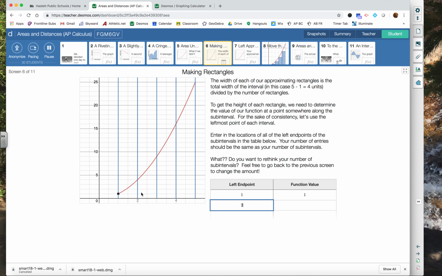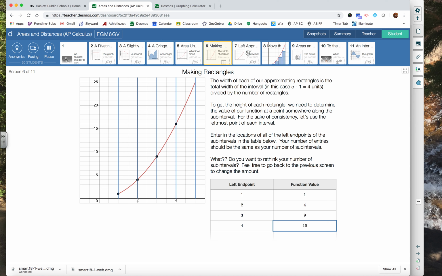of the second interval. At 2, my function is equal to 4, because it's x squared, so 2 squared is 4. At 3, the function is equal to 9. At 4, the function is equal to 16, and we can see these points forming on our graph. So we have 4 intervals here. For each one of the 4 intervals, we figured out what the function is going to be at the left endpoint, and then we're going to use that as the height of the rectangle.